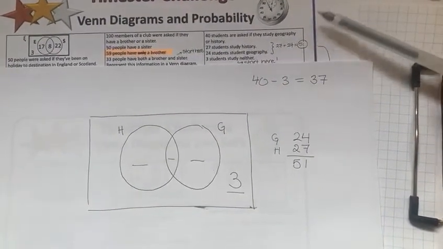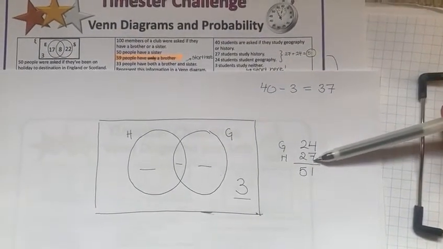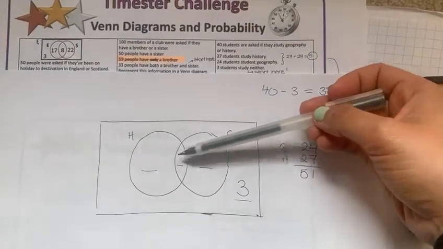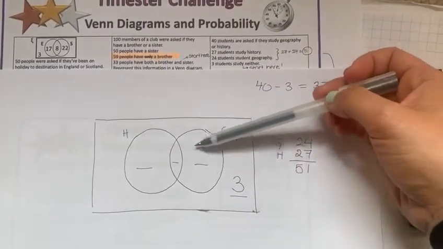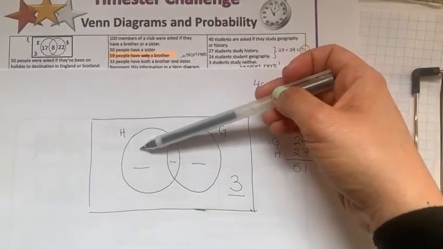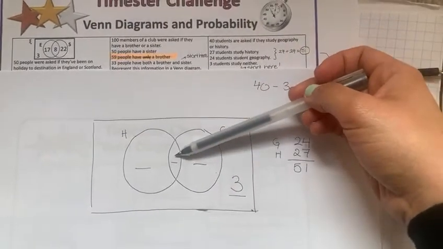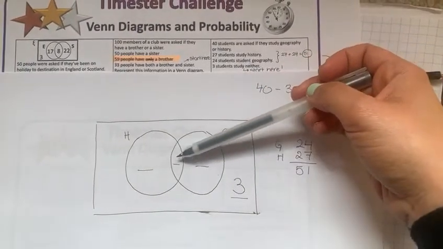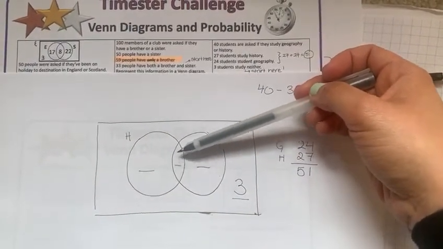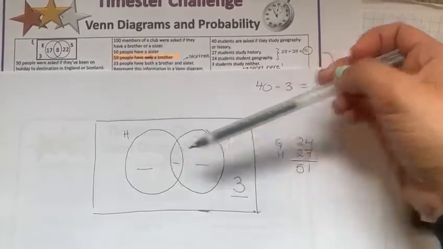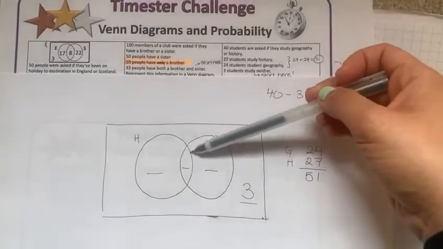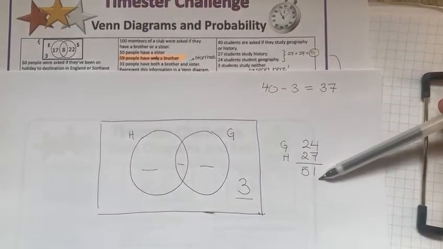The thing to keep in mind here is when I do my 24 plus my 27, what I'm really doing is I'm adding up all the students who study geography, so these 2 sections, and all the students who study history. So what I'm really doing is that, plus that, plus that, plus that again. So in other words, I'm adding that middle section in twice. That's why my number is so high, because I've got that middle section written in twice.